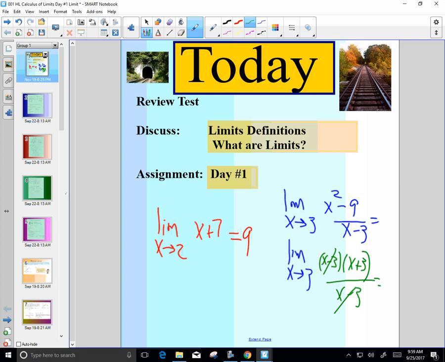So what happens when I stick a 3 in here? I get 0 over 0. 0 over 0 is a, wait a minute, there might be more here. Look what happens when I cancel these out. There's where my 0 over 0 is. What's left? 6. 3 plus 3 is 6.